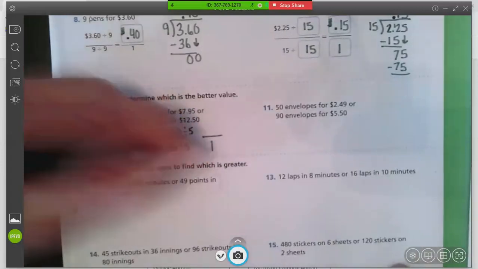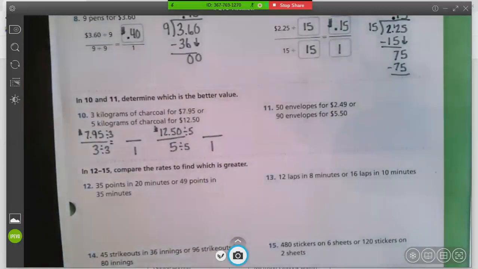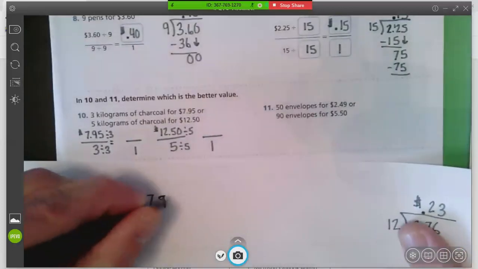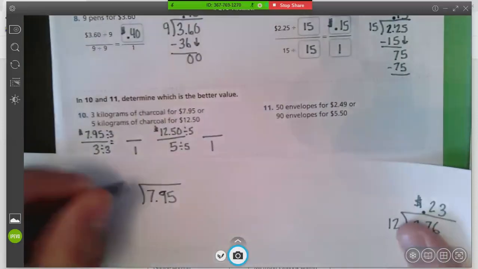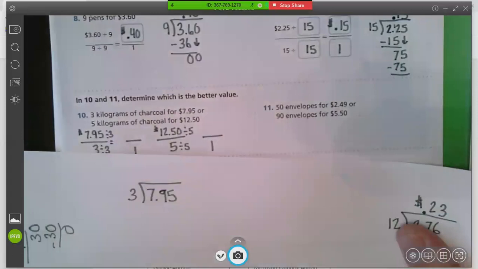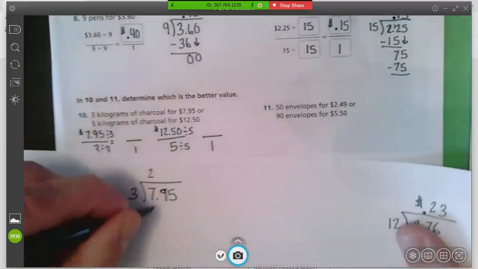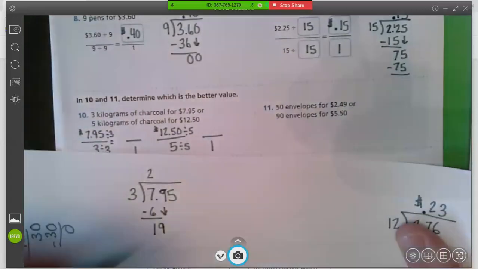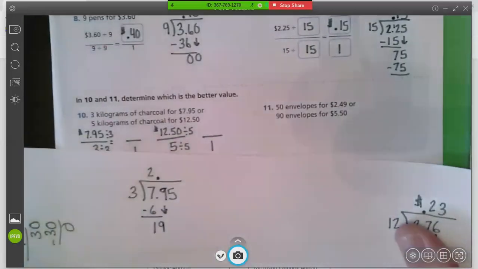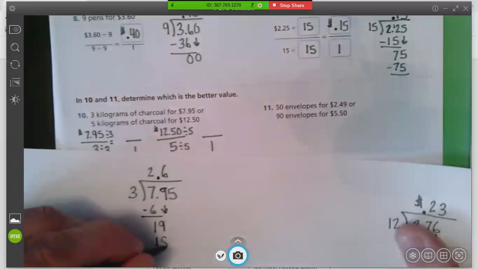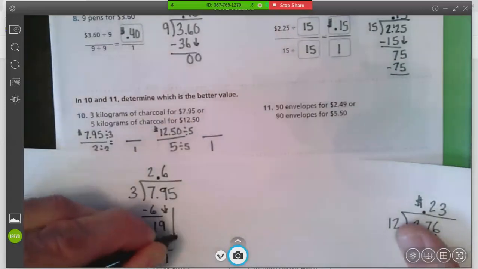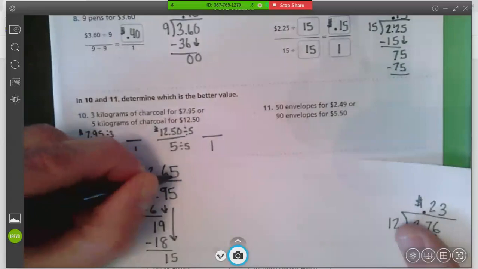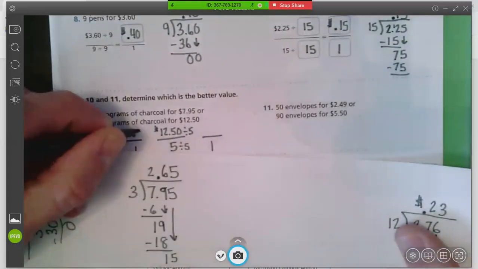What do we get as an answer whenever you were doing this? So if I go ahead and go here, $7.95 divided by 3. 3 goes into 7 twice, 6, which is 1. How many times does 3 go into 19? 6, and that would be 18. How many times does 3 go into 15? 5. This is $2.65.